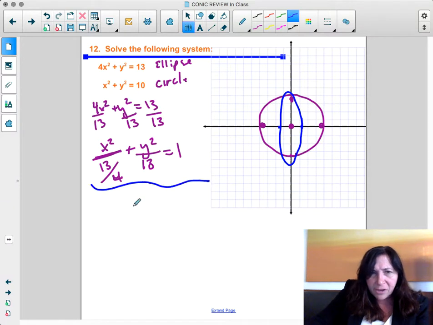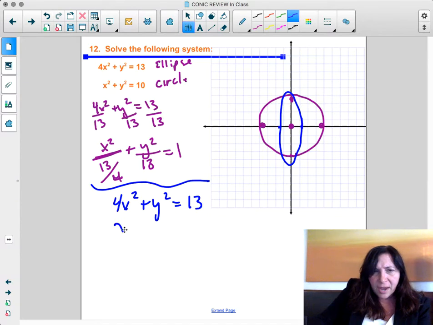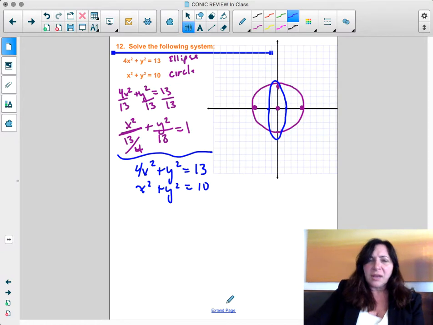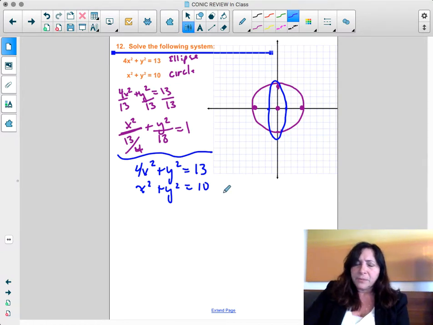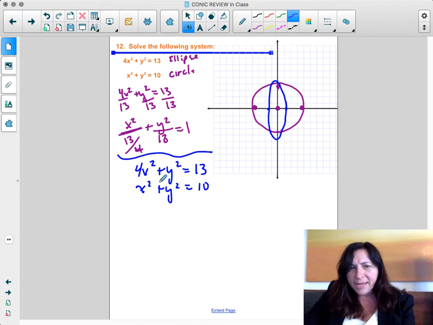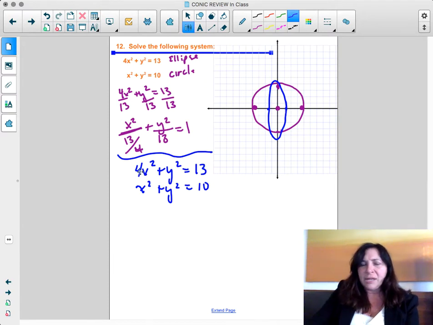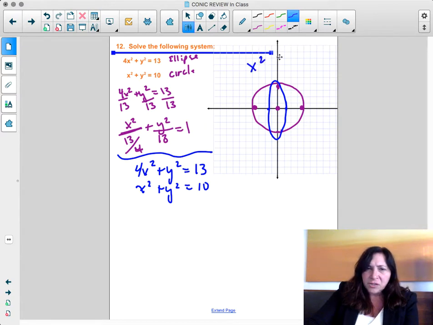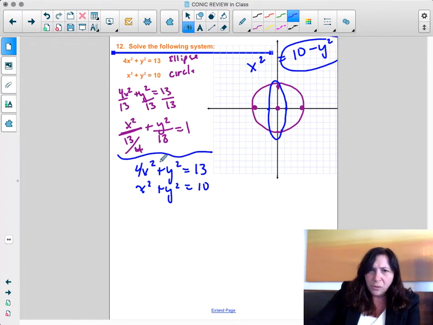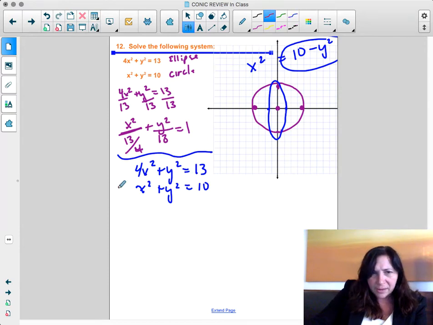So what I have here is 4x squared plus y squared is 13. We have x squared plus y squared equals 10. So many people are so used to solving this system by elimination, but I am going to do it by substitution, meaning I could solve the second equation for x squared and get 10 minus y squared, and then plug that into x squared right there. That would be fine. But I'm going to subtract these like this.